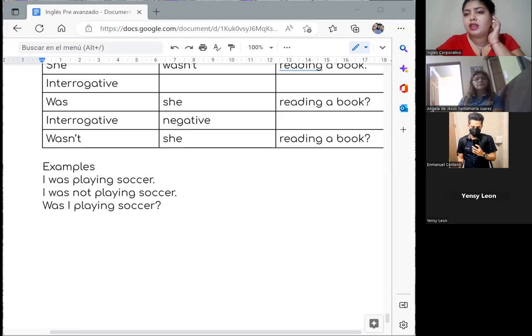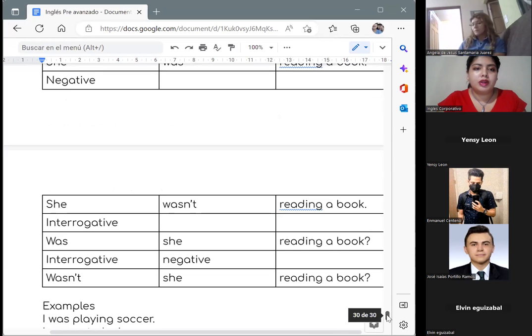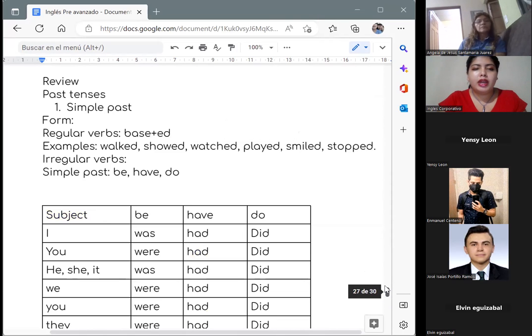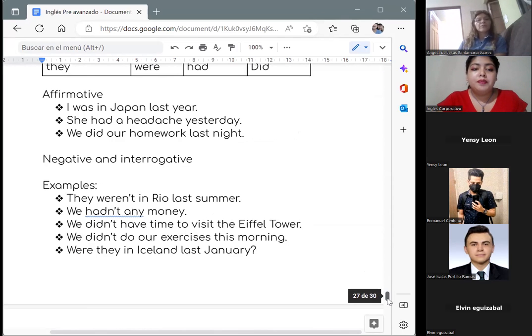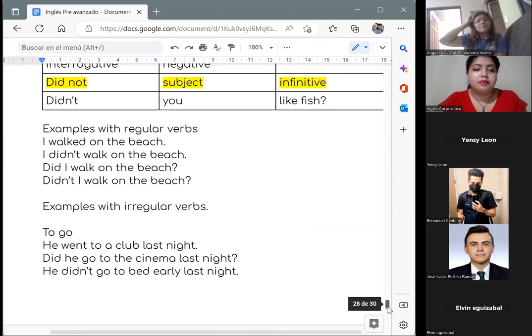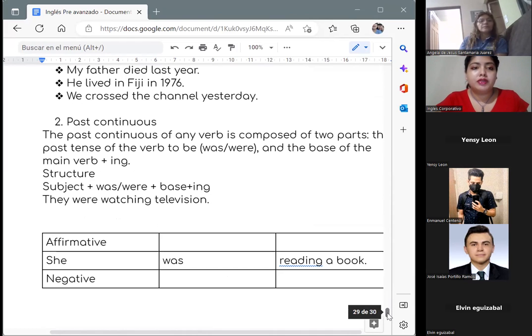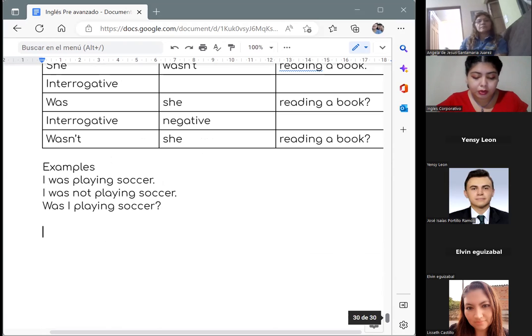So in this case, we have the document in which we have the information. Yesterday we were having some information about the past. In this case, we have past tenses, and we were talking about the simple past, that is number one. And then we have number two, the past continuous. In this case, we have some information related to the past continuous. We have the structures, and we have also some examples. And that was the last part that we were working with on the past continuous.